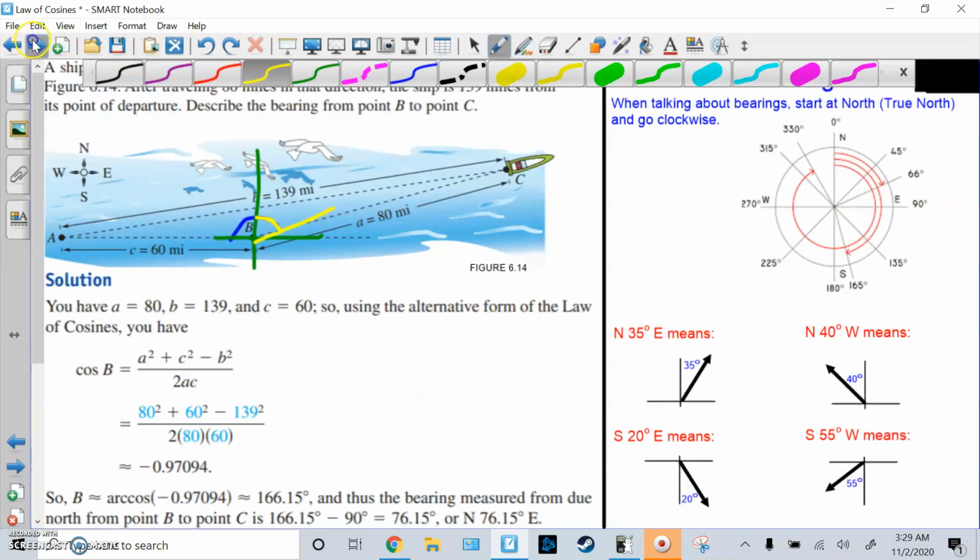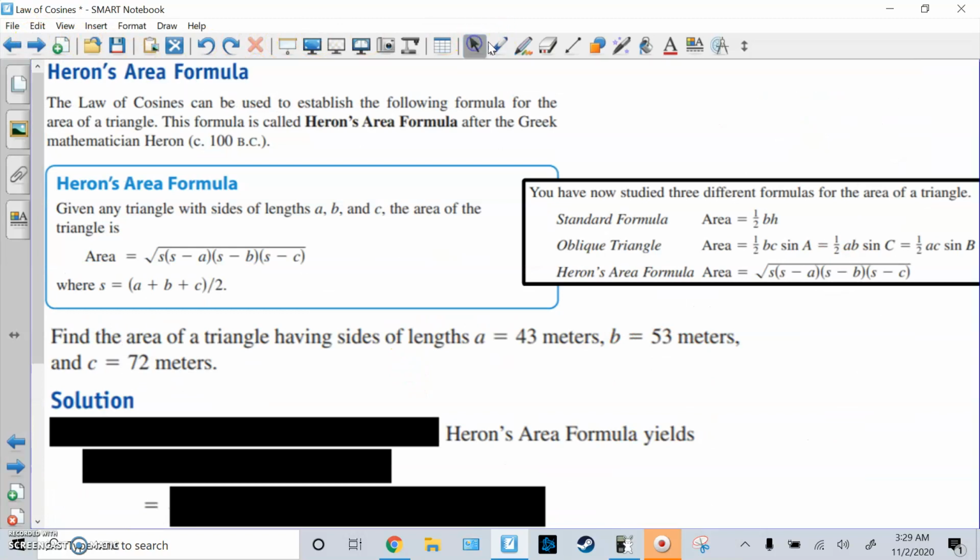Alright, anything else? Areas. We have Heron's area formula. He created this formula to solve for the area of a triangle given all three side lengths and no angles. So area equals the square root of s times s minus a times s minus b times s minus c, where a, b, and c are the sides, and s is half of the perimeter. So a plus b plus c all over 2.